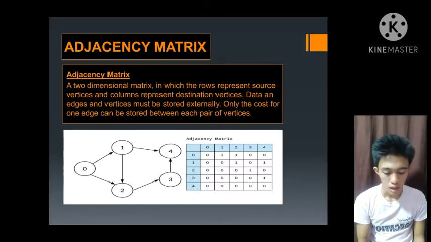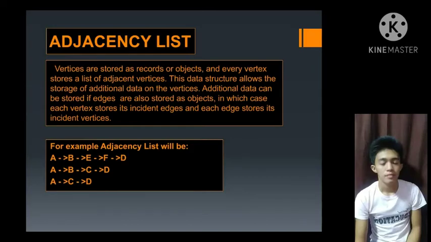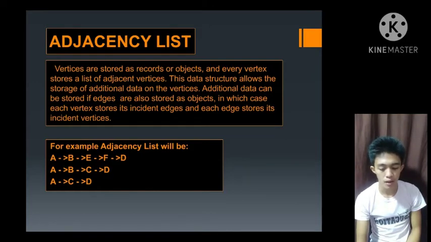Adjacency matrix: a two-dimensional matrix in which the rows represent source vertices and columns represent destination vertices. Data on edges and vertices must be stored externally. Only the cost for one edge can be stored between each pair of vertices. Adjacency list: vertices are stored as records or objects. In every vertex, store a list of adjacent vertices. This data structure allows the storage of additional data on the vertices. Additional data can be stored if edges are also stored as objects, in which case each vertex stores its incident edges and each edge stores its incident vertices.